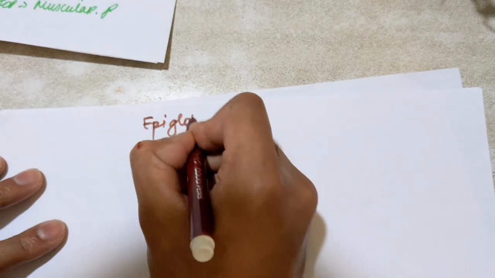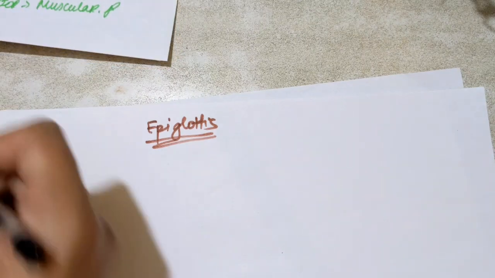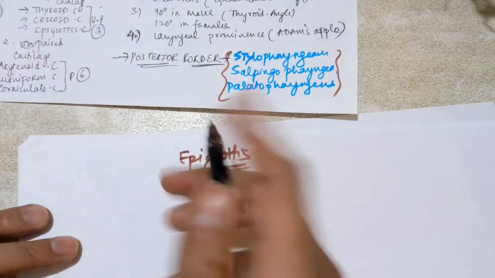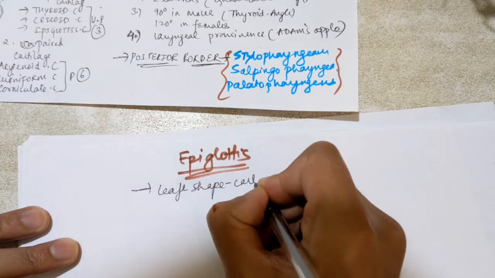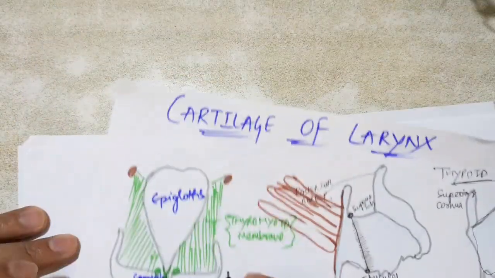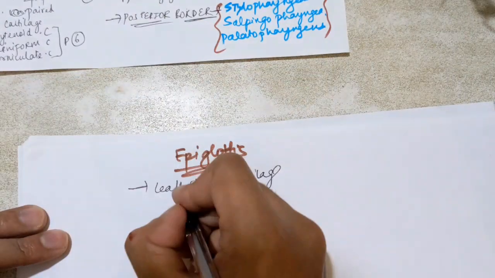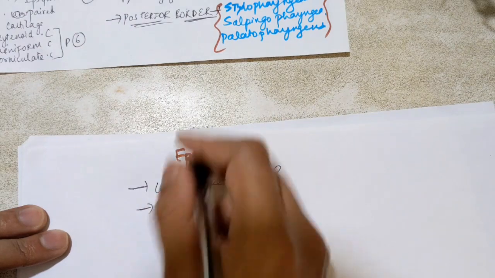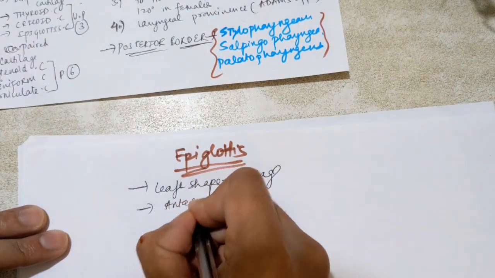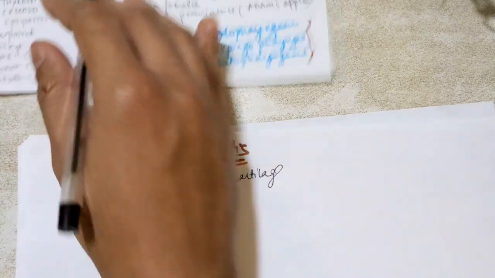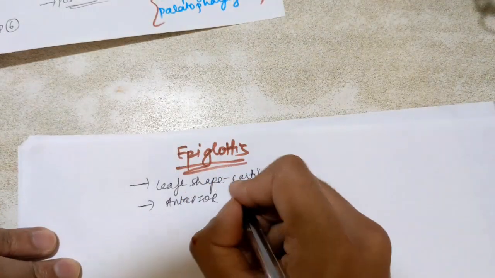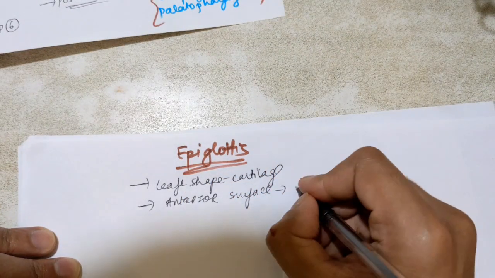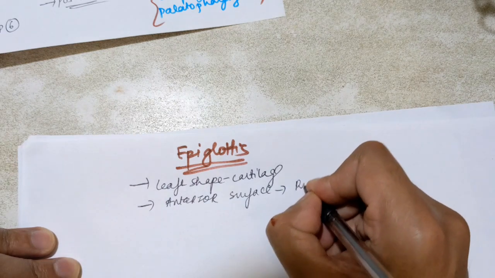Now the fourth one is your epiglottis. Epiglottis is actually a leaf-shaped cartilage. You can see it here, it is actually leaf shaped. Here there's a posterior view. On this base, the anterior surface is free, that is the superior or upper surface. You can see this surface is free, but the lower surface is attached with the thyroid cartilage. The anterior surface is free, but it is present on the root of the tongue.